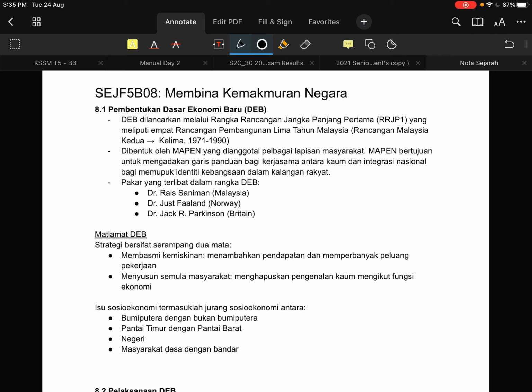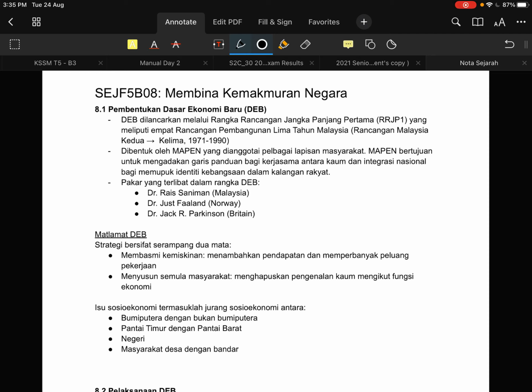Okay, the last chapter we'll be talking about is Bab 8, Membina Kemakmuran Negara. So we'll talk about how Malaysia is going to use its economy to develop the country. The first one is going to be about DB. It's going to be about DPN. But in our syllabus, we're only going to be talking about DB and what is done in DB.